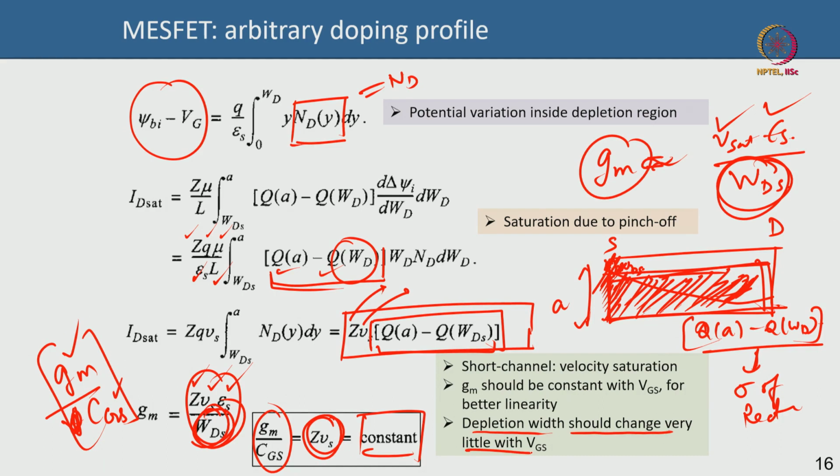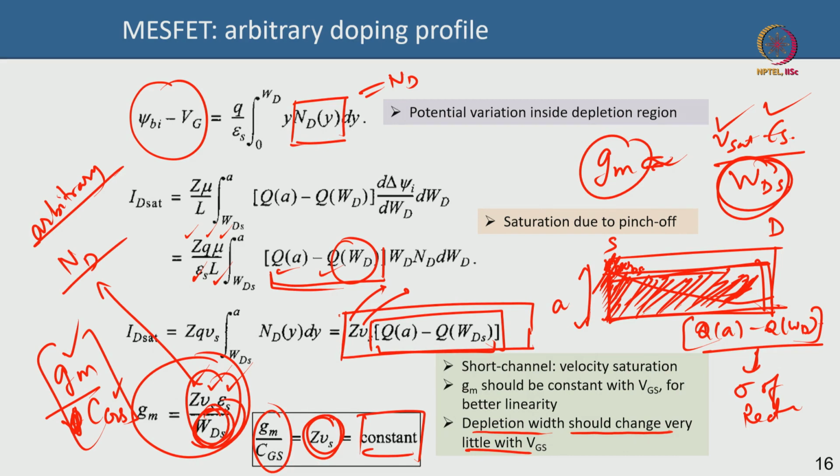So if you change the gate bias from 0 to -1, -2, -3 volts, the depletion width of the channel should change very little. That is a very strange condition, by the way. If that happens, then your g_m will be constant for a short channel device, and this can be enabled by the graded channel. This expression, by the way, is the same for a uniform doping channel N_D or for an arbitrary doping channel or a graded channel. It is precisely the same expression, no difference.